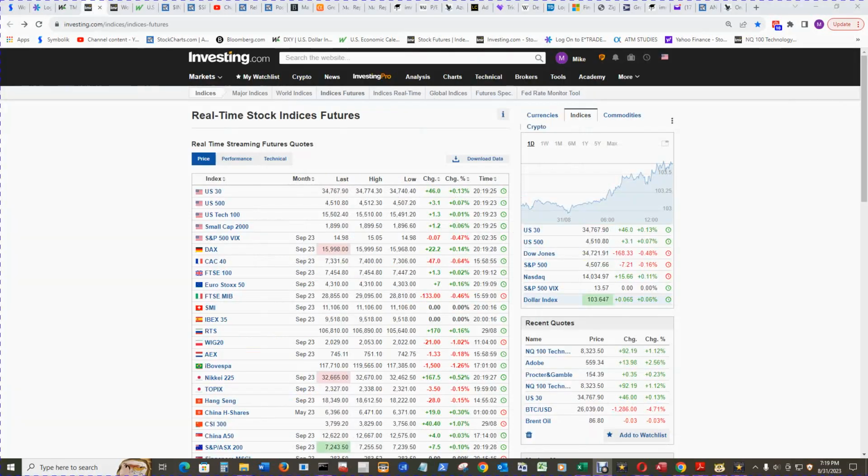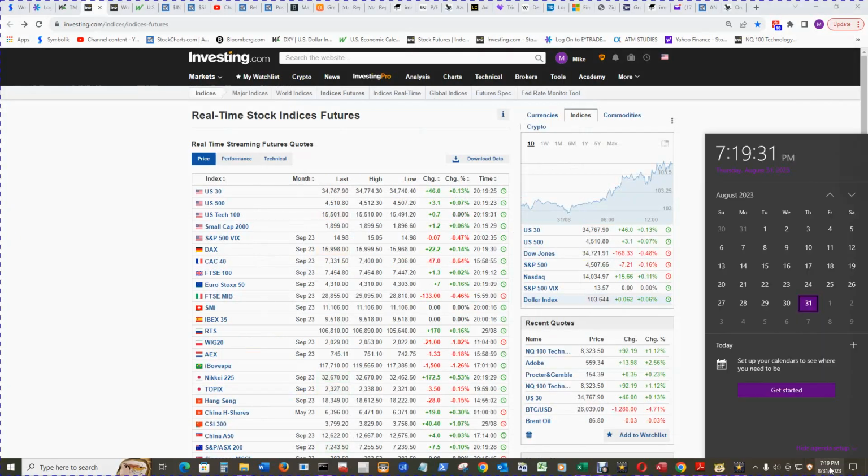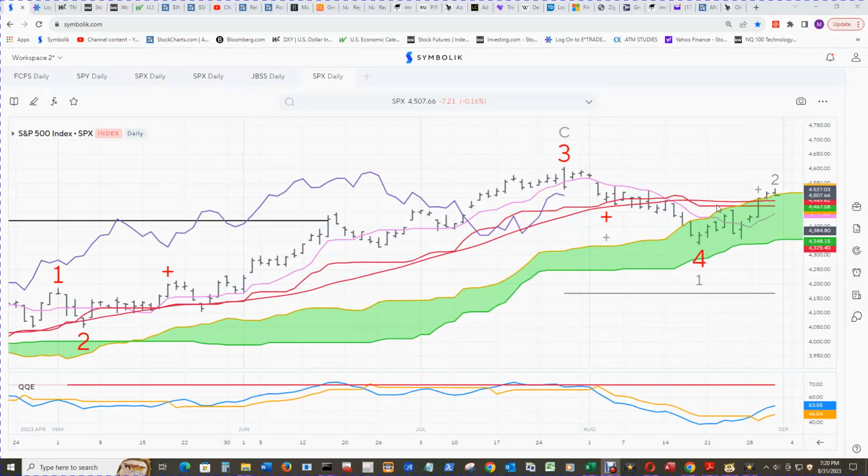Top of the cloud for tomorrow, 4514.20. Price in the aftermarket hours for the S&P 500 at 7:19 p.m. Central Time on the 31st is 4511. And to the downside, concerning the lagging line 26 bars back, the baseline is at 4467.58 for another 2 days or so.